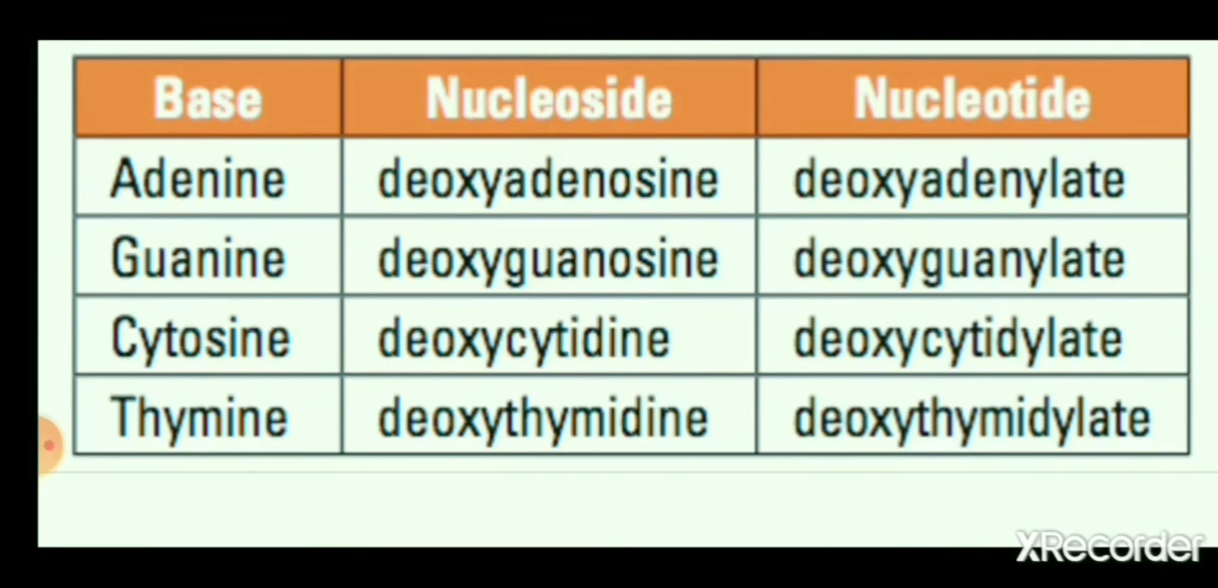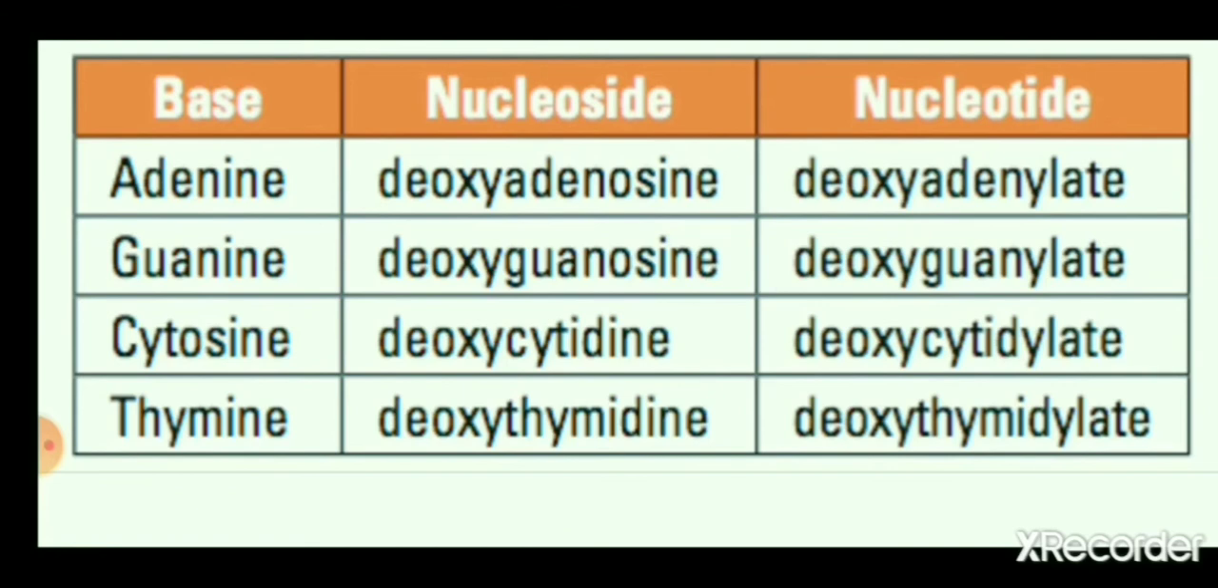So in this picture we can see that the 4 bases are shown. When adenine, a nitrogenous base, is attached with the deoxyribose sugar, it is called deoxyadenosine. I told you that when the nucleoside is attached with a phosphate group, it is called a nucleotide. The nucleotide for adenine is deoxyadenylate.